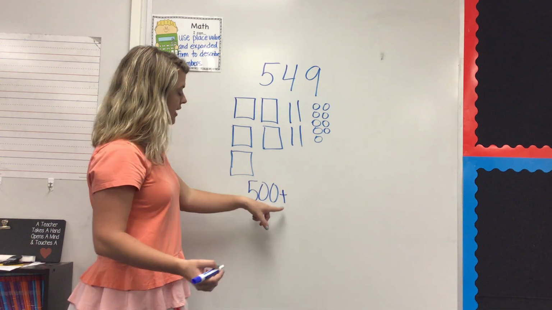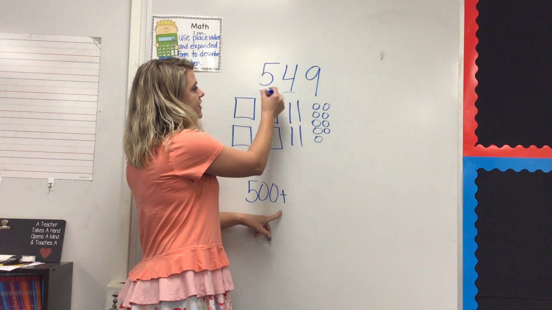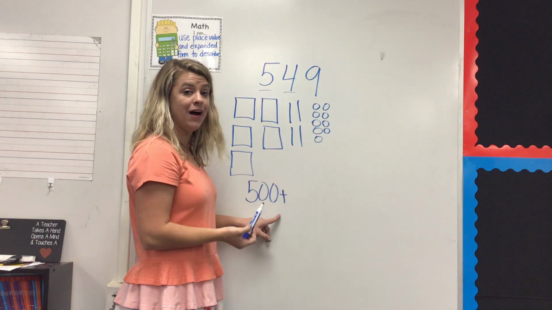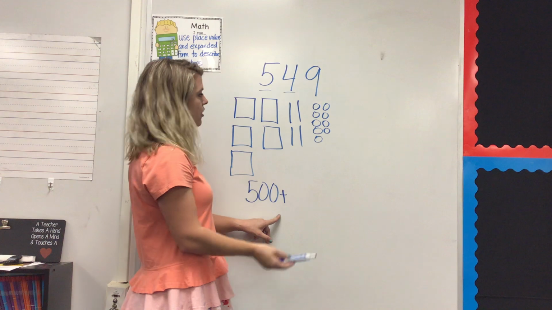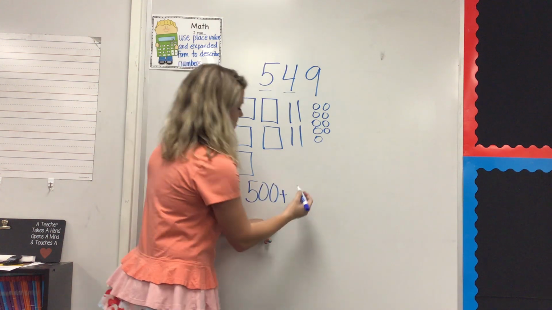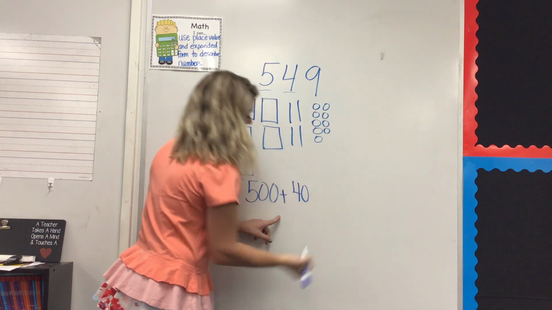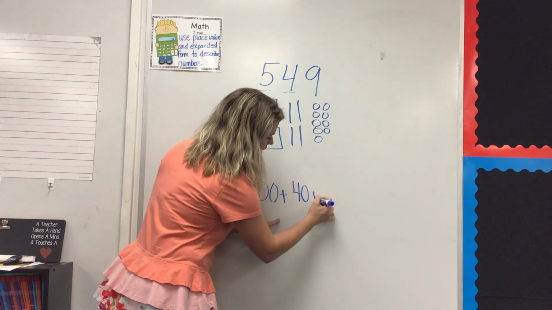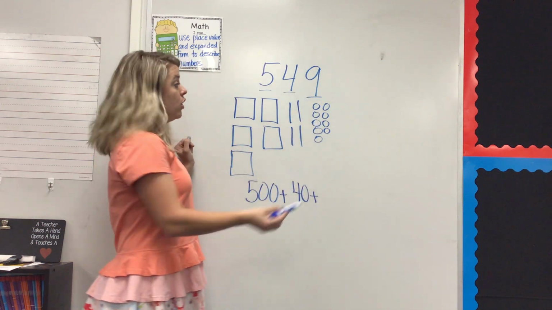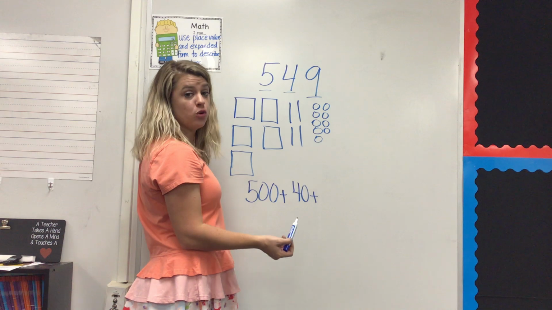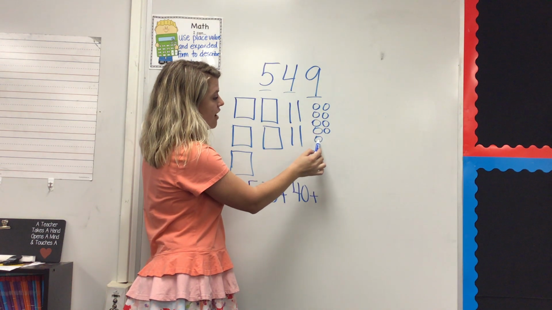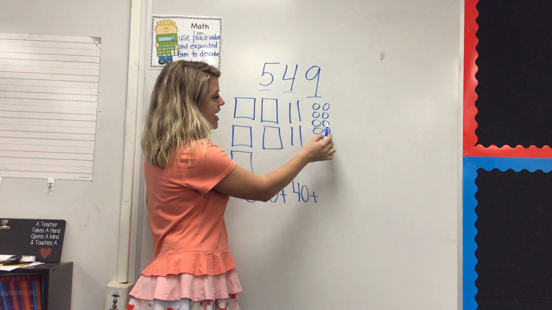So 500 plus, now we need to find the value of this 4. It's in the tens place, so we count by tens to find the value. 10, 20, 30, 40. Okay, so we're going to write a 40 right there. And then we're going to put a plus sign. And we need to find the value of our 9. Our 9 is in the ones place, so we're going to count by ones. 1, 2, 3, 4, 5, 6, 7, 8, 9.